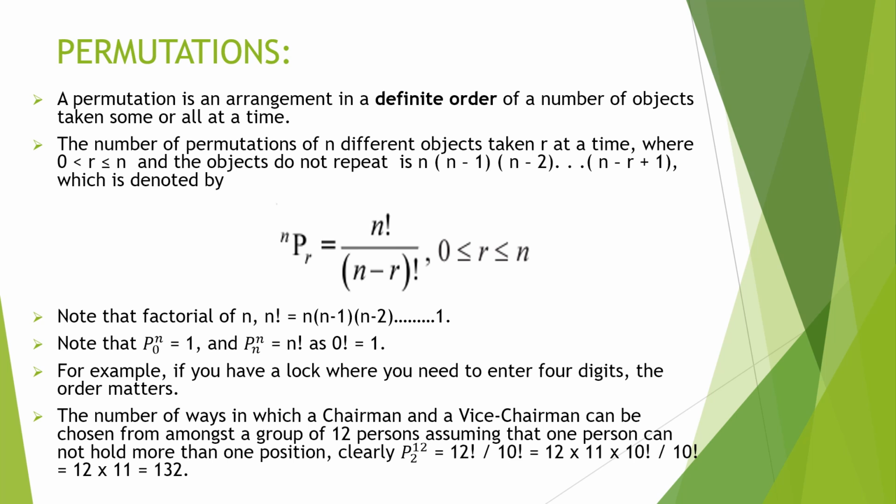For example, the number of ways in which a chairman and a vice chairman can be chosen from among a group of 12 persons, assuming that one person cannot hold more than one position, that means a person cannot be both chairman and vice chairman, is 12P2, which is equal to 12 factorial upon 10 factorial, or 12 into 11. I think it can be understood why it is so, because for the first place, for example, the place of the chairman, there are 12 options. So now one person you are selecting from that as the chairman. So now the remaining options are 11. So the possible arrangements are 12 into 11, which is 132.